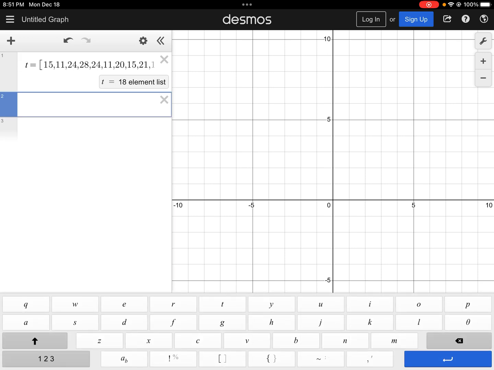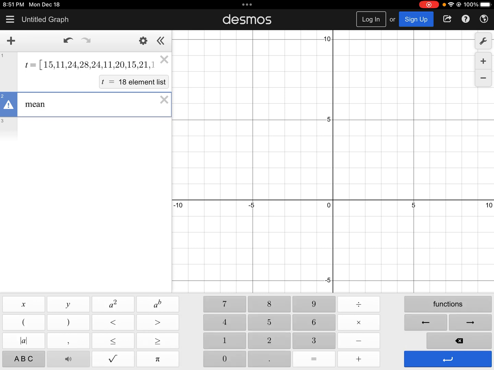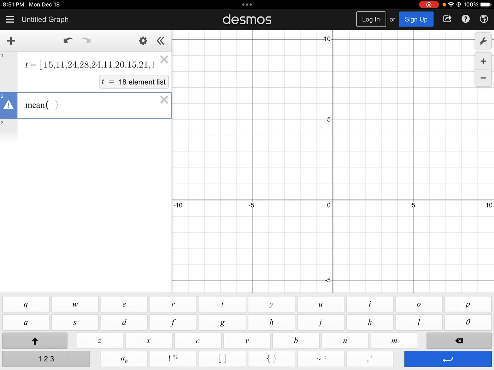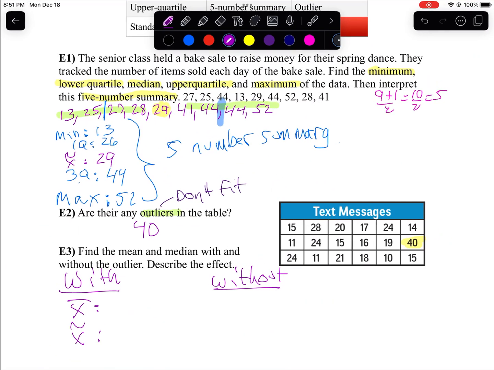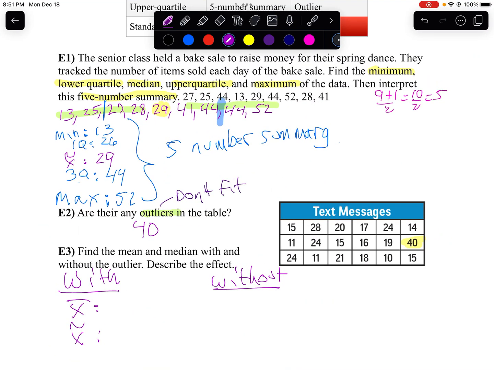Now, how do I find the mean of that set? It's really simple. I type in the word mean, M-E-A-N. Then it's like a function. I want to find the mean, so I put that in parentheses. What's the name of my list? Well, the name of my list is T. So I have a mean of, let me close that parenthesis. I don't like that open, but that's all you got to do. I have a mean of 19. So on this problem, with 40 in there, my mean is 19.